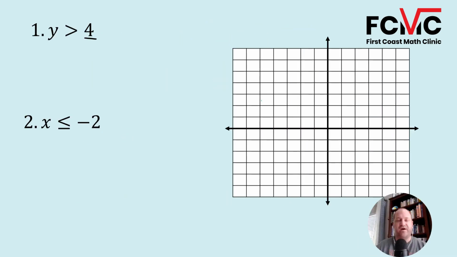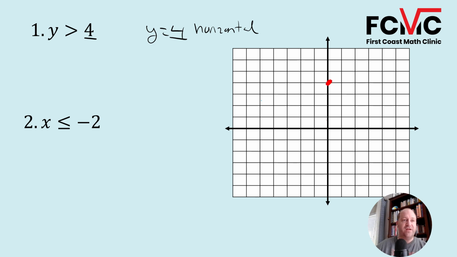All right, so for number one, we've got y is greater than 4. And to graph this, we have to remember what the graph of the equation y equals 4 is going to look like. Now, this is just going to be a horizontal line at y equals 4. I'm going to graph this in red. So I'm going to start at 4 on the y-axis, so I'll put a point here.